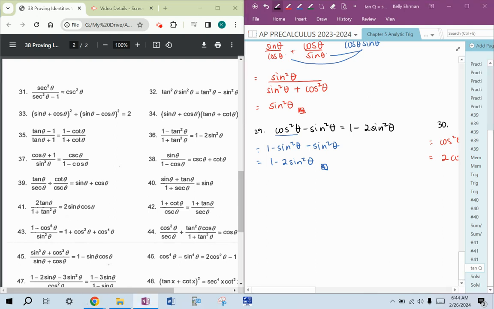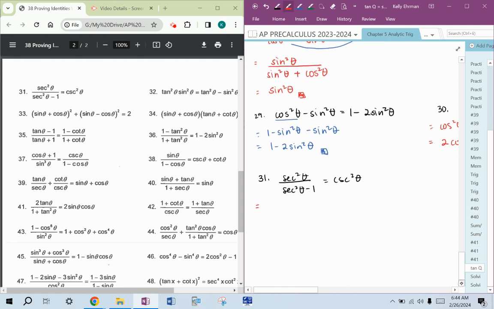All right, so now we're doing 31 through 40. So 31 is secant squared theta over secant squared theta minus 1. We're supposed to show that that's equal to cosecant squared theta. So I'm going to start on the left side here. Always check for identities when you have a 1 plus or minus trig function squared.